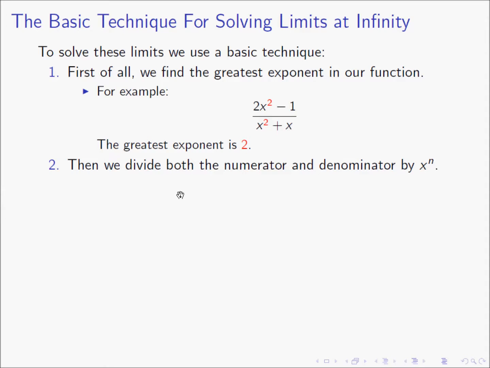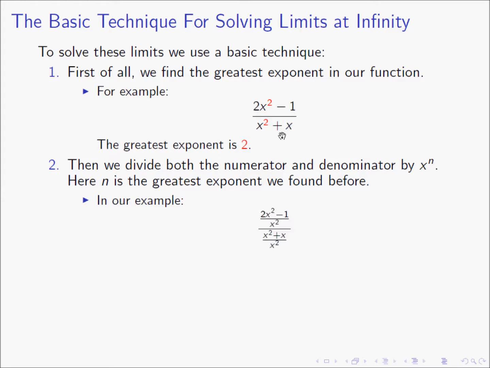Step 2 is to divide both the numerator and denominator by x to the n. Here n is the greatest exponent we just found in the previous step. So in this example we must divide everything by x squared. That is, we divide the numerator and we divide the denominator. Remember that we can do this without changing the value of the expression.